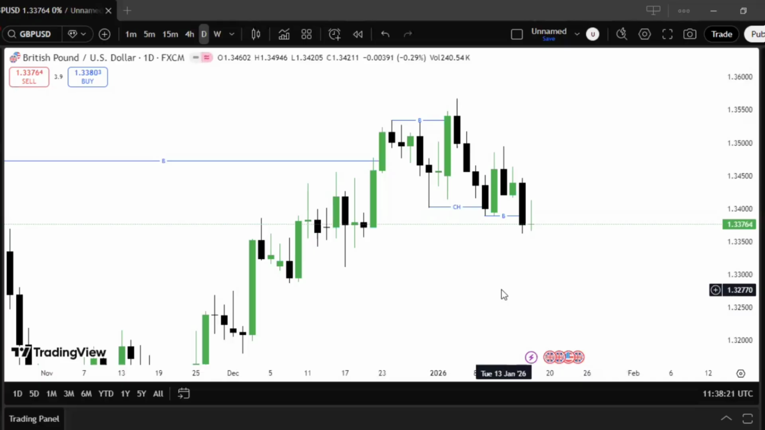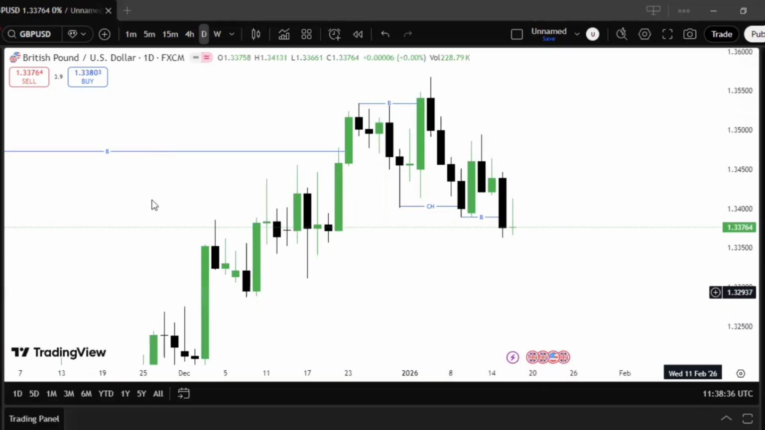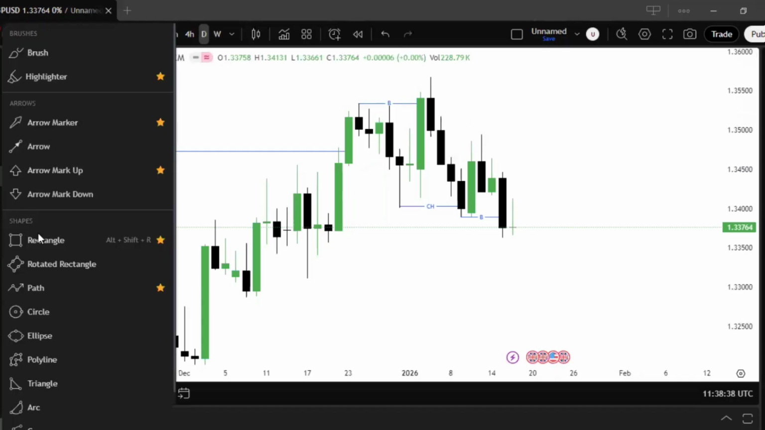A change of character and a break of structure, which is going to confirm that yes, sellers are coming in. If, let's say, we come from weekly, we are hitting on a high point, then daily gives us what? A change of character and a BOS. That means what? Sellers are in control. So what are we expecting here? Let me just analyze again real quick.